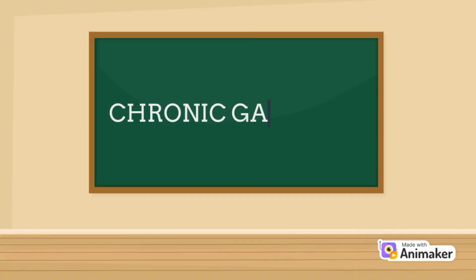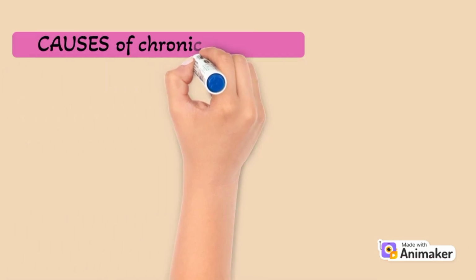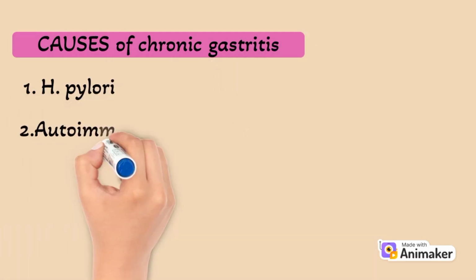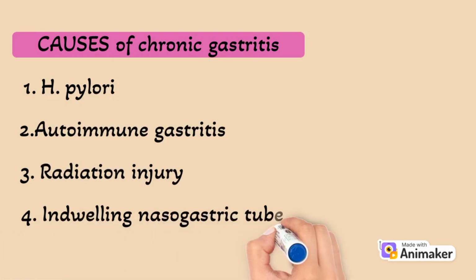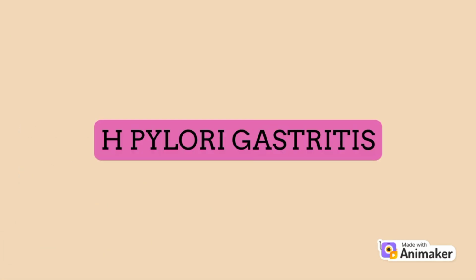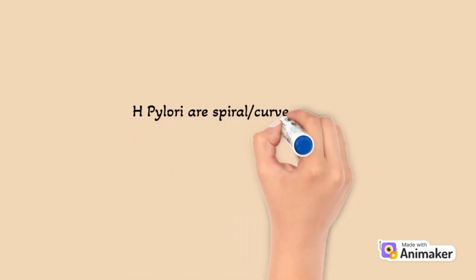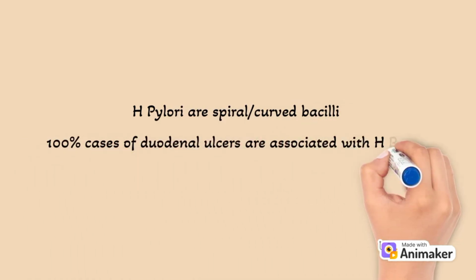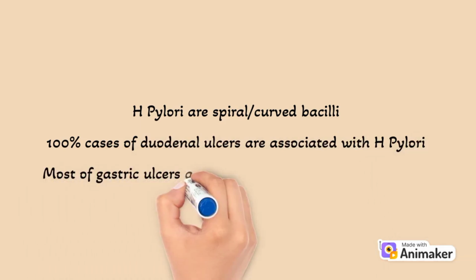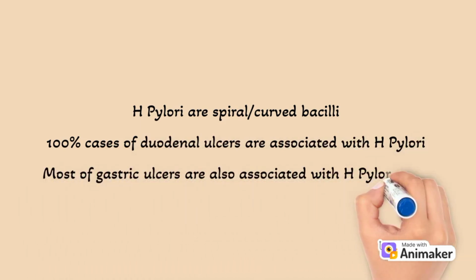Next topic is chronic gastritis. Causes of chronic gastritis: H. pylori infection, autoimmune gastritis, radiation injury, indwelling nasogastric tube, chronic bile reflux. H. pylori gastritis. H. pylori are spiral/curved bacilli. 100% cases of duodenal ulcers are associated with H. pylori. Most of cases of gastric ulcers are also associated with H. pylori.